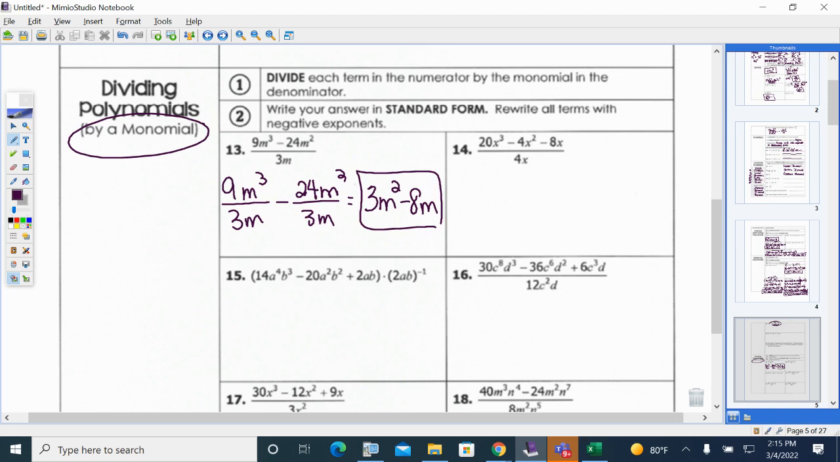So number 14. Again, you're taking the 20x to the third minus 4x squared minus 8x, and we're dividing every single term by 4x. For those of you that need the visual, you're just dividing every term in the top by the 4x. So 20x to the third divided by 4x is going to give me 5x squared because, again, you are subtracting those exponents. 4 divided by 4 is 1. And then for my exponents, 2 minus 1 is 1. And then negative 8 divided by 4 is negative 2. And those x's are going to cancel, and that answer is already in standard form.